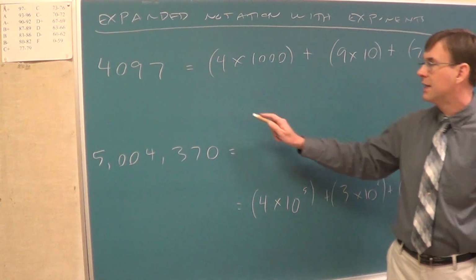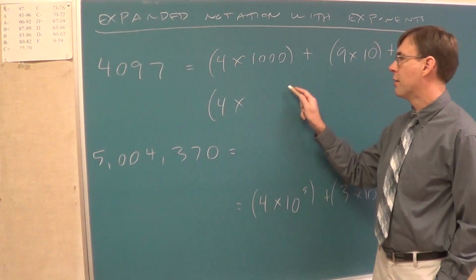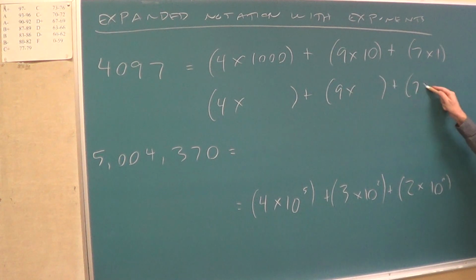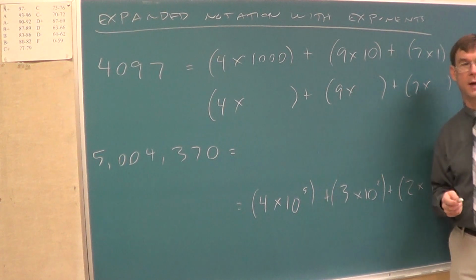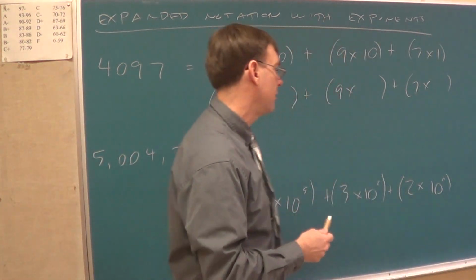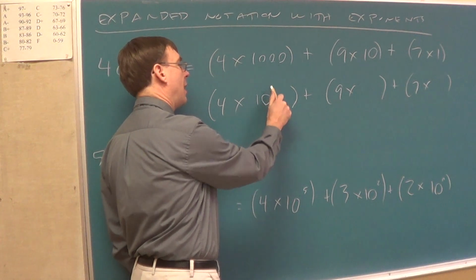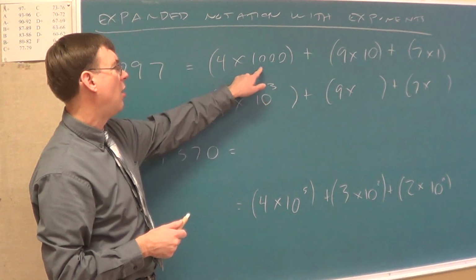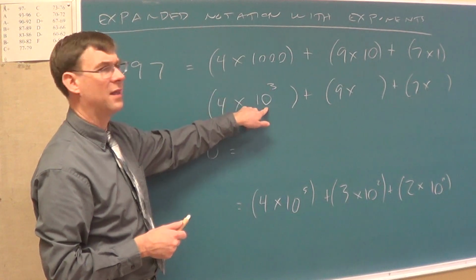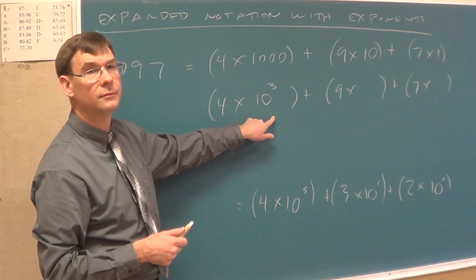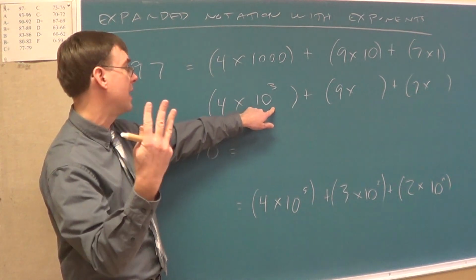Okay, so here's the change today. We're still going to do 3 groups, so it's still going to look like that. But instead of writing out the place values, we're going to write the place values with powers. Here, I'm going to write 10 to the third. Anybody have a theory on how I would know to write 10 to the third on this? Because 10 times 10 times 10 is 1,000.